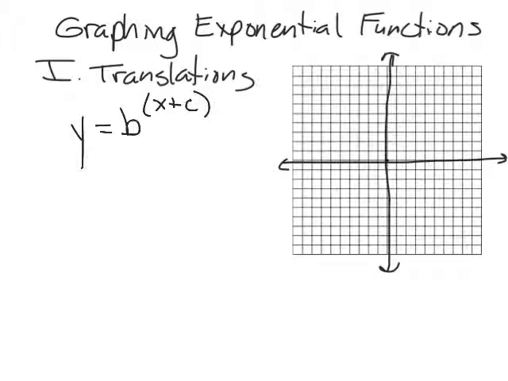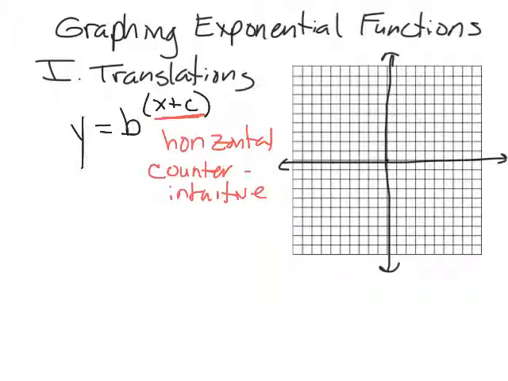If I am inside the function, that is a horizontal shift, and it is counterintuitive. It means it's going to move in the opposite way of the sign. So what that means is, if c is positive, we are going to shift to the left. And if c is negative, we're going to shift to the right.